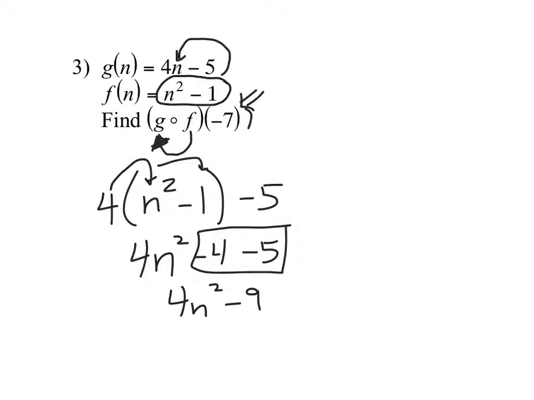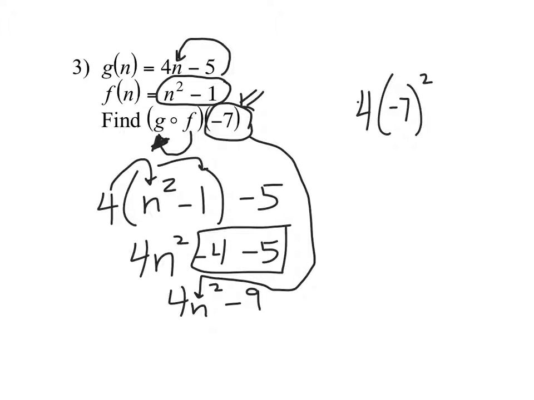Okay, so now what this tells me is I'm going to take this negative 7, and I'm going to put it in for that n. So it's going to be 4 times negative 7 squared minus 9. Okay, and I'm going to get all numerical answers on these problems. So negative 7 squared is 49, so it's 4 times 49.